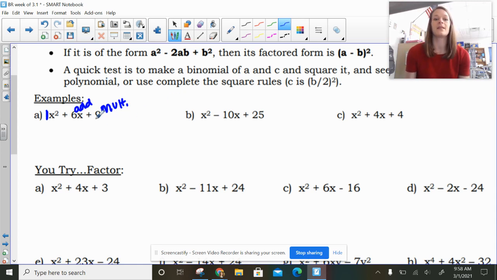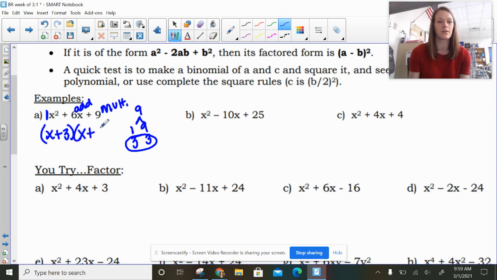Things that multiply to give you 9 are 1 and 9, and 3 and 3. So when thinking about which numbers will add to give you 6, you will get 3 and 3. Those will go into the parentheses and you'll have x plus 3 and x plus 3.